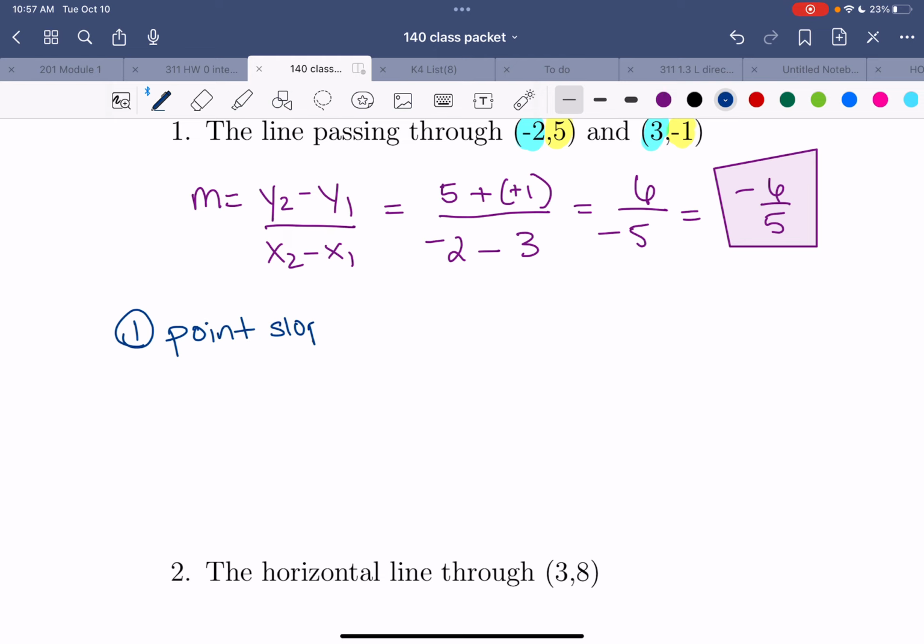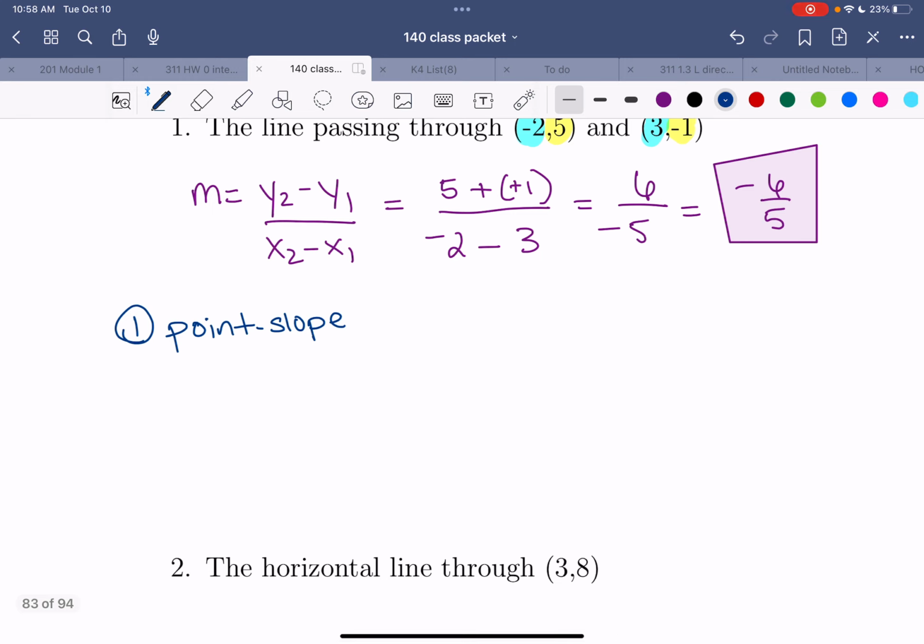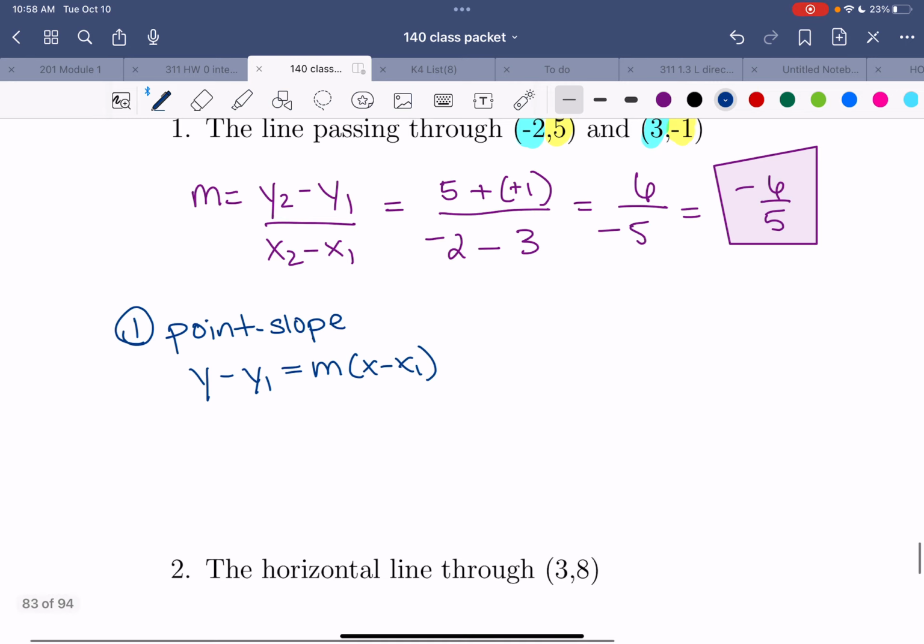This first one I'm going to do using both, and then I'll kind of alternate as I go. So with point slope, we're using y minus y1 equals m times x minus x1. And I'm going to plug in what I know. So I know that the slope is -6 over 5. The x and the y stay. And then the x1, y1 is either of the 2 points.